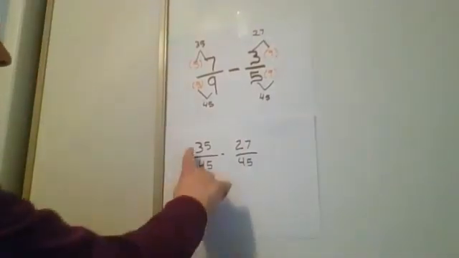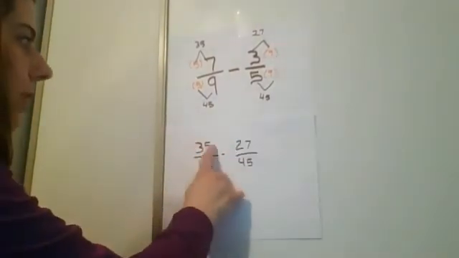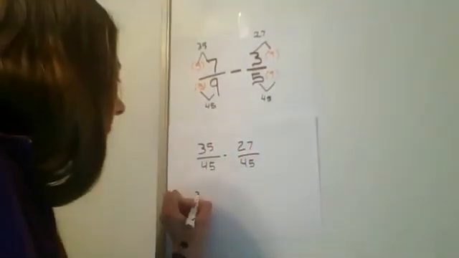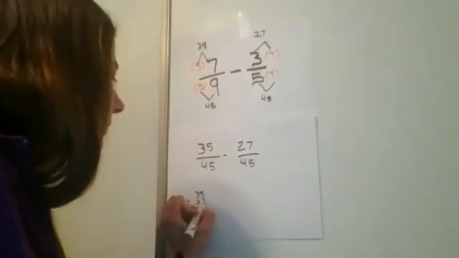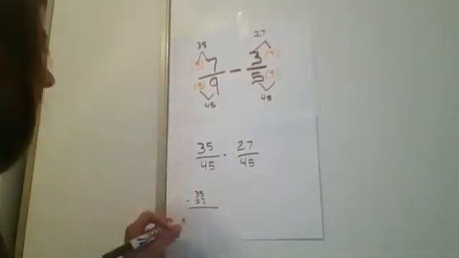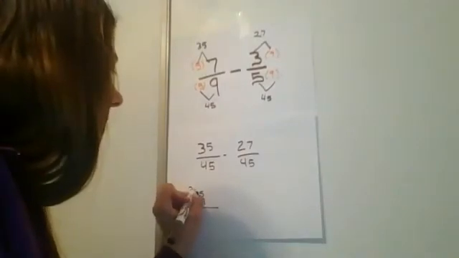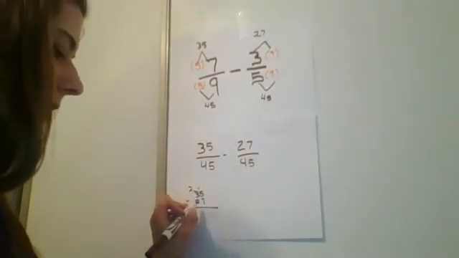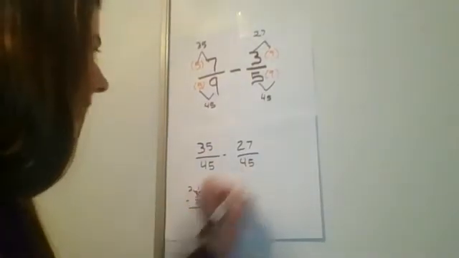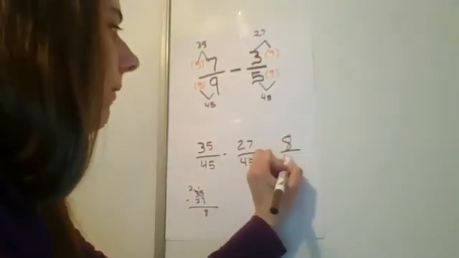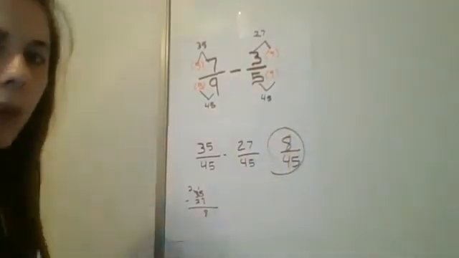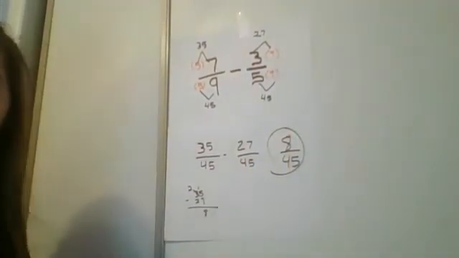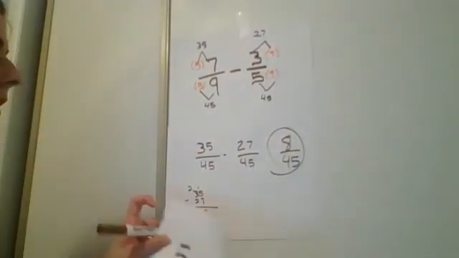Now I need to just subtract these top numbers. So 35 minus 27. So I wrote it down here real small so I could do it real quick. I'm going to borrow from the 3 and get 2, 15. I get 8. My final answer is 8 over 45. There we go.